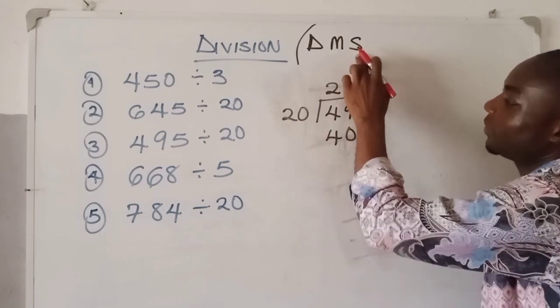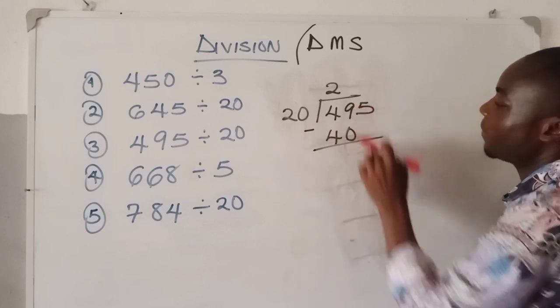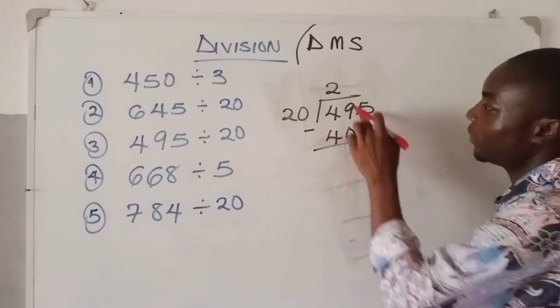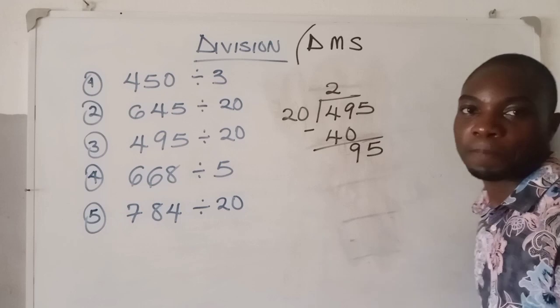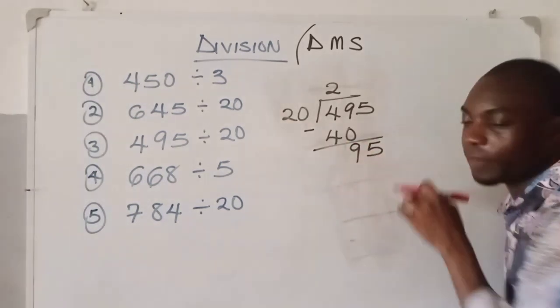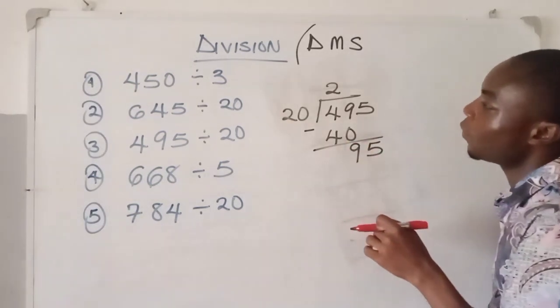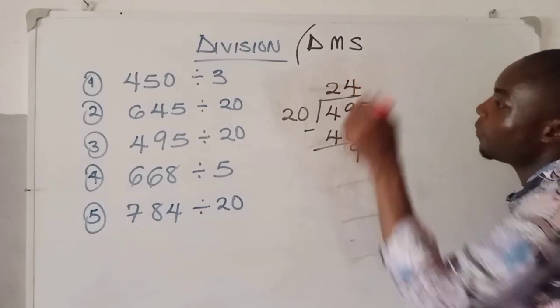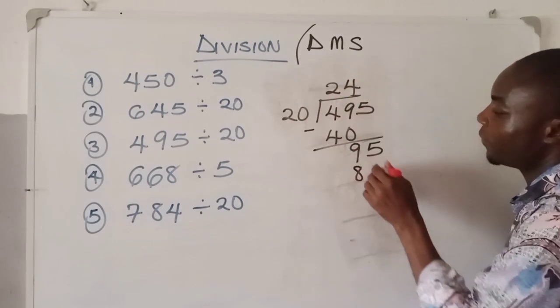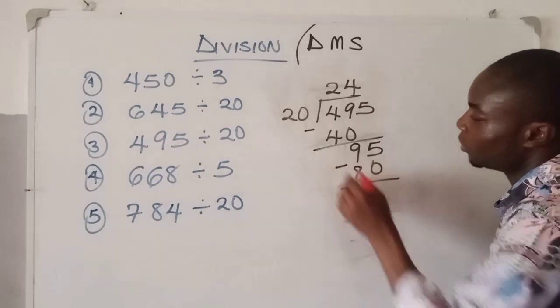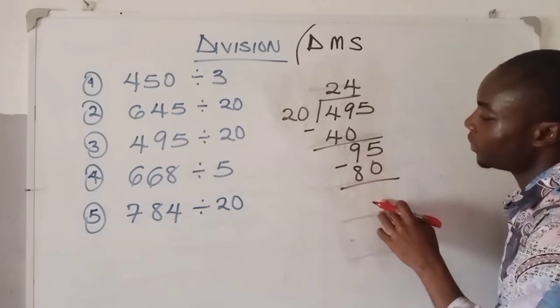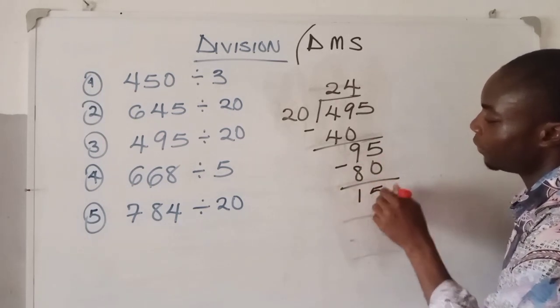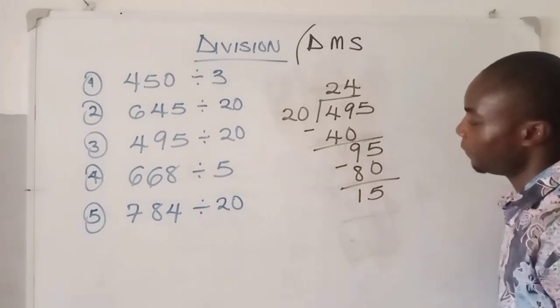Then the next part is subtraction. So 5 minus nothing, we bring down our 5. 9 minus 0 is 9. All right. So we say 20 into 95. How many times? It can go 4 times. So write our 4. 20 times 4, we have 80. Then we'll do our subtraction. So 95 minus 80, we'll have 15.